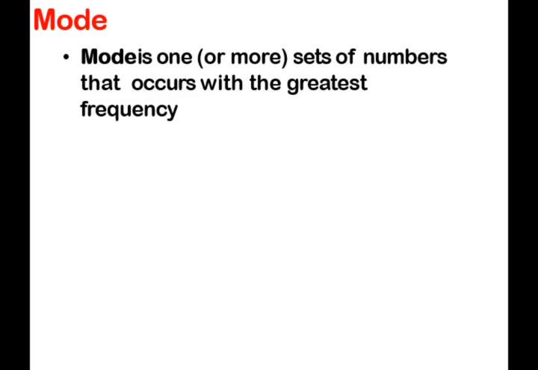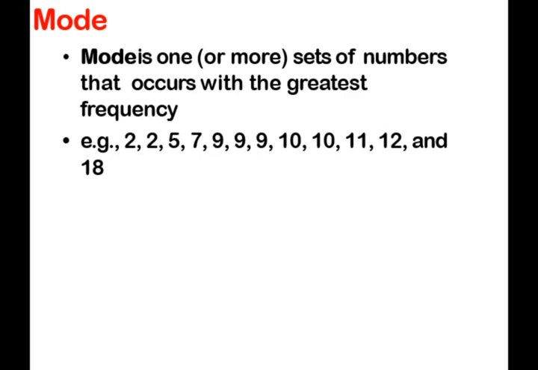Then the next thing we want to talk about is the mode. Mode is one or more sets of numbers that occur with the greatest frequency. For example, in this data set, number 9 has occurred 3 times in this observation. So the mode of this data set is 9.